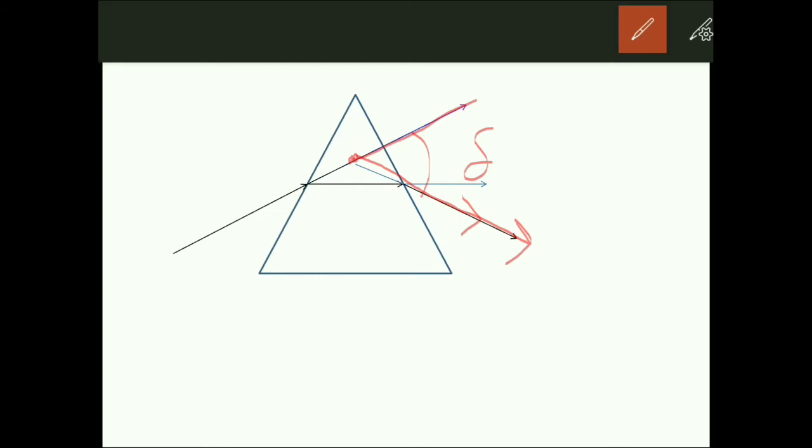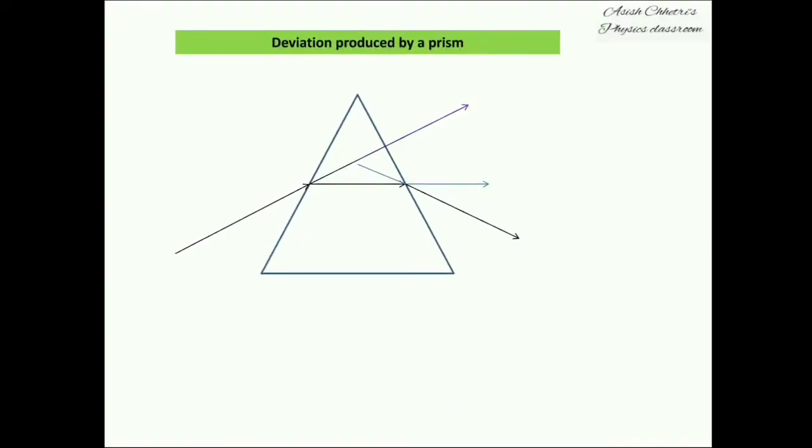Later, when we move forward in this chapter, we will know that when the light enters the surface, it will split into different components, and different components have different deviation. Now let us try to understand what happens to the white light when it passes through the prism.